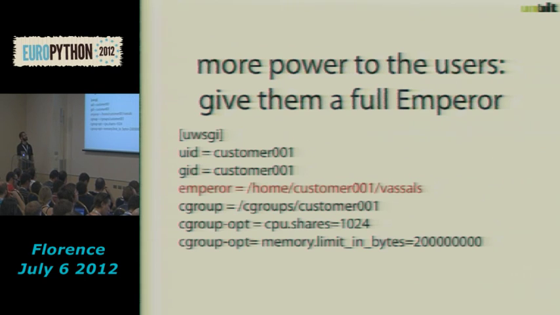But we want to go further. We want to give a full Emperor to our customer. So we will have a big Emperor running as root and a series of Emperors running under the user ID of our customer, monitoring a specific directory in which our customer will put its config files, its buses. All of the buses the user will put under that directory automatically will be put in the container of that Emperor.